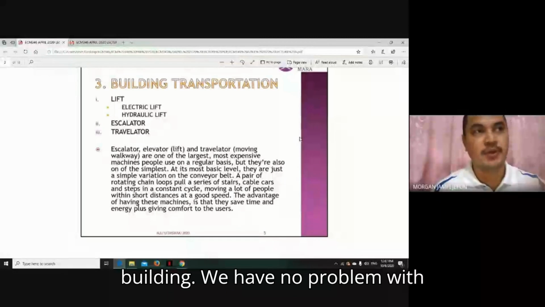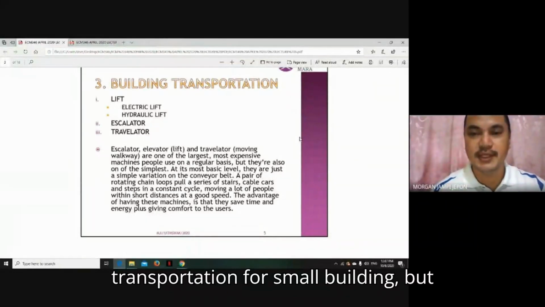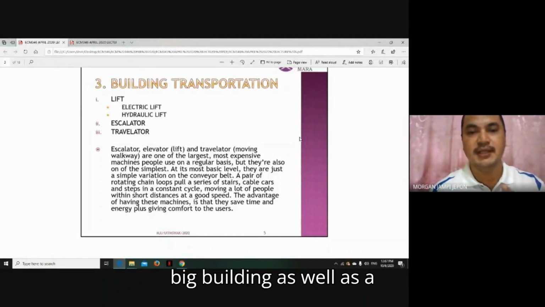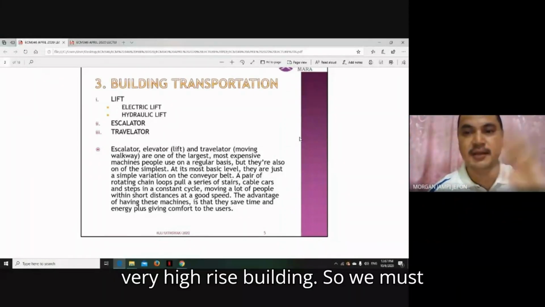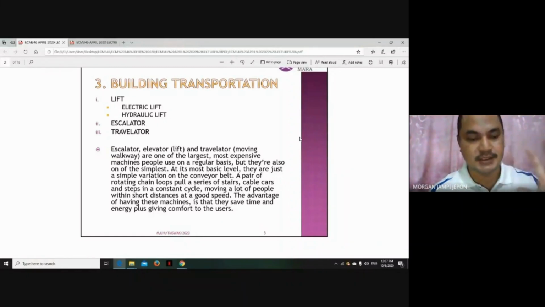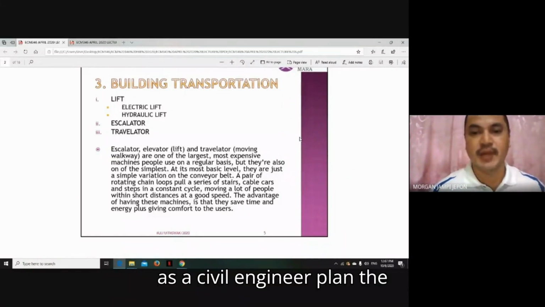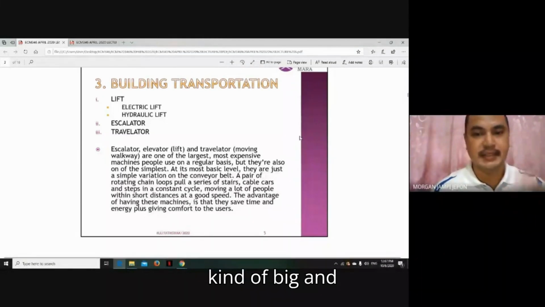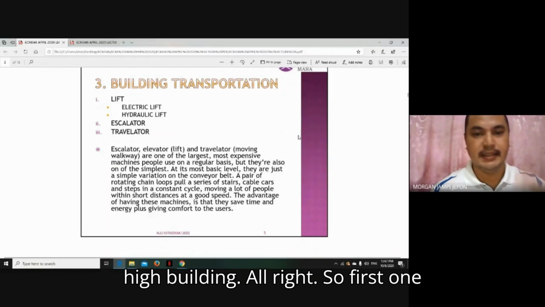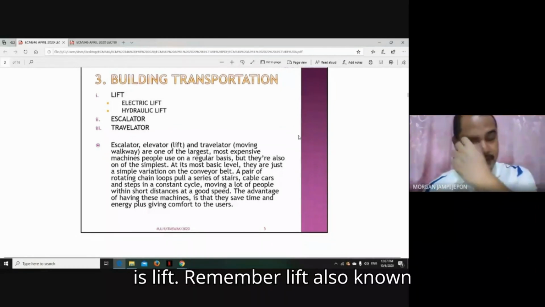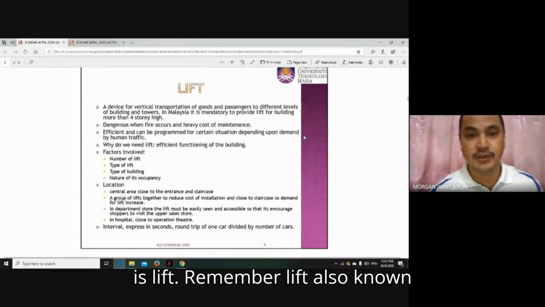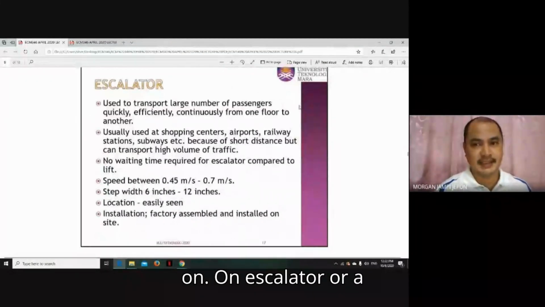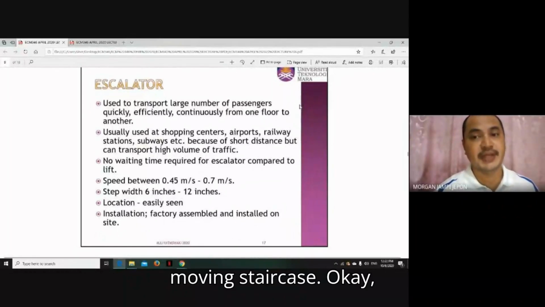We have no problem with transportation for small buildings, but now, as you know, we have a lot of big buildings as well as very high-rise buildings. So we must, as civil engineers, plan the convenience of transportation for that kind of big and high building. So first one is lift. Remember, lift also known as elevator. Move on to escalator or moving staircase.